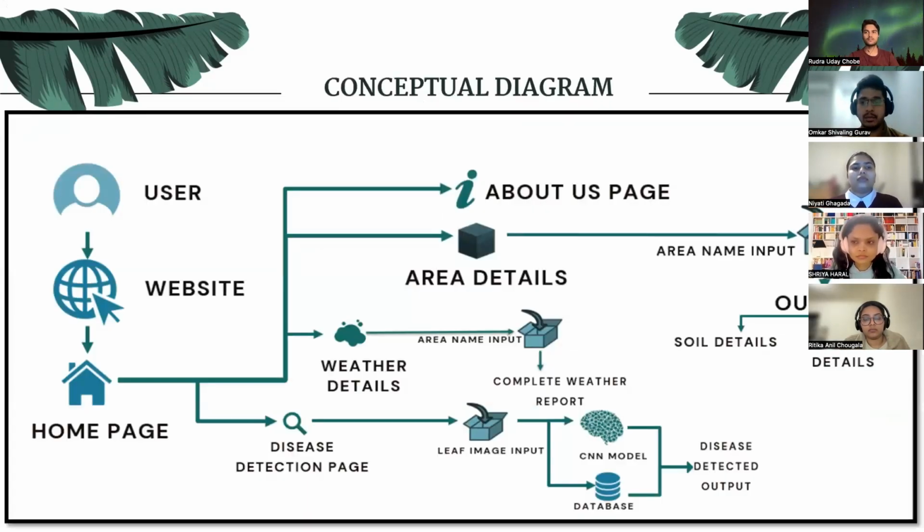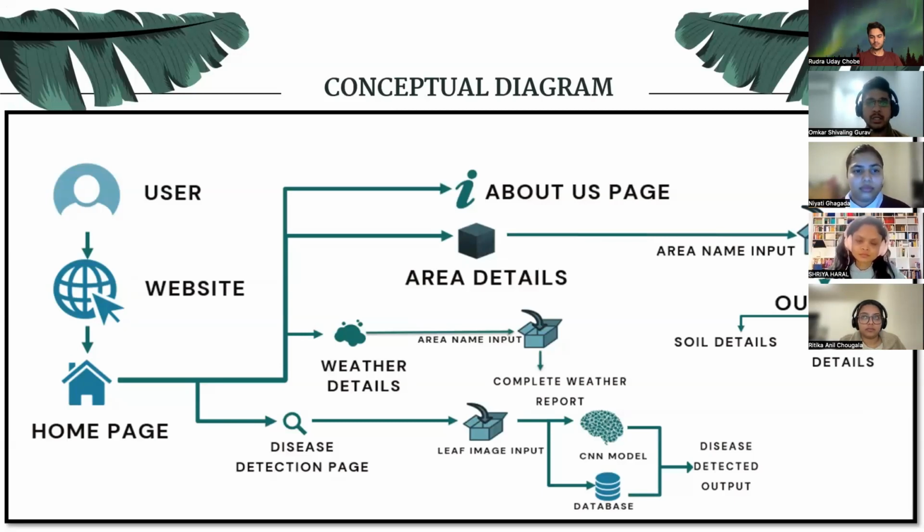For the conceptual diagram, we have created a website where the user will come. We have created basically 5 pages for the user. First is the home page, where he will basically land. Then we have an about us page where we show what we have created for the user and what other things we are offering him. Other is area details, which comprises mostly of what the crops and soil look like in that particular area.